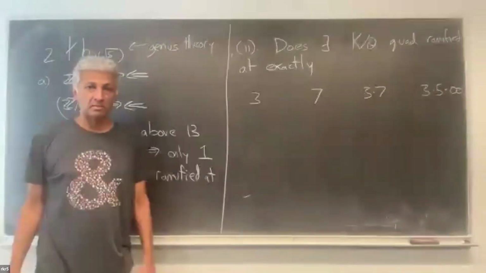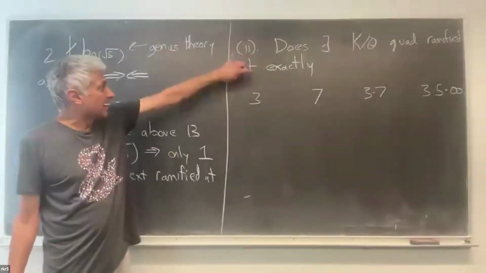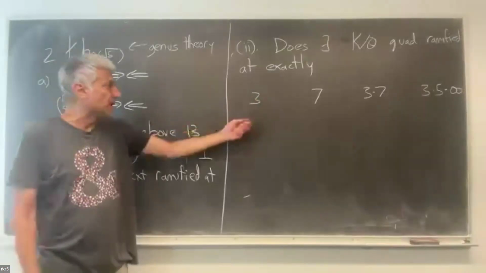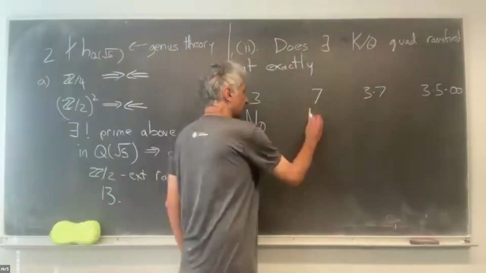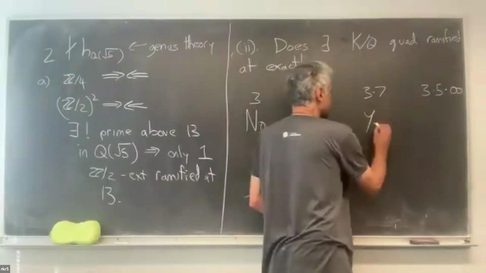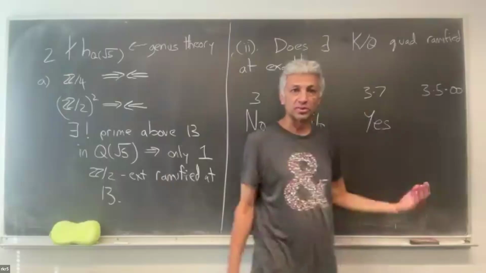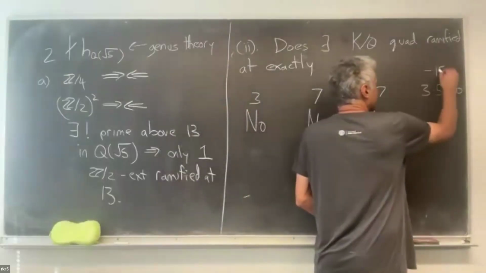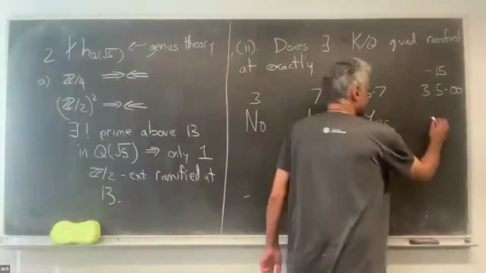So I have 4 questions on the board. Is there a quadratic extension ramified at exactly the prime 3? And we know the answer to this. 3 is not 1 mod 4, so the answer is no. 7 is not 1 mod 4, so the answer is no. 21 is 1 mod 4. The answer is yes. Now, 3 times 5 is not 1 mod 4, so the answer is no. But if we allow infinity, then secretly what I'm really saying is negative 15. And the answer is yes.